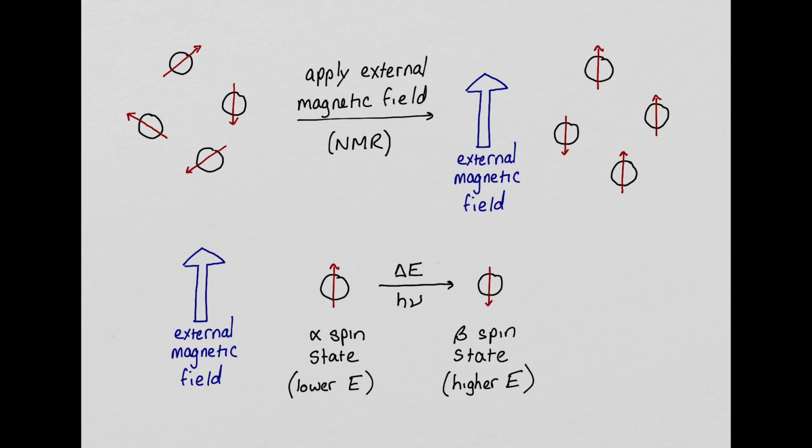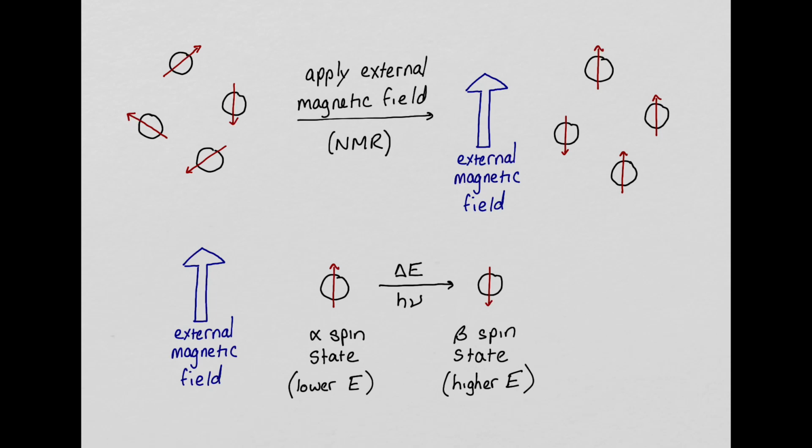The amount of energy required to flip a nucleus from the alpha to the beta spin state is proportional to the amount of the magnetic field that it experiences. However, the amount of magnetic field experienced by each individual nucleus is not equal to the exact amount of the external magnetic field because these nuclei are not just floating freely in solution. They're part of a larger molecule, and the functional groups around that molecule and the other atoms in that molecule can affect the amount of the magnetic field experienced by every nucleus.